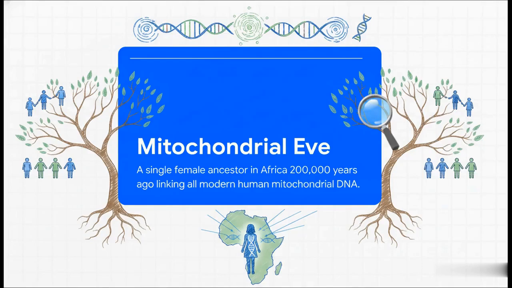And that synthesis brings us to this incredibly profound concept, the mitochondrial Eve. Remember how we talked about mitochondrial DNA being passed down unbroken from mother to child? Well, in 1987, researchers tracing these genetic lineages backward made a stunning discovery. The mitochondrial DNA of every single modern human alive today traces back to one single female ancestor who lived in Africa roughly 200,000 years ago. Now, it doesn't mean she was the only woman alive at the time, but her specific maternal lineage is the only one that survived unbroken to the present day.